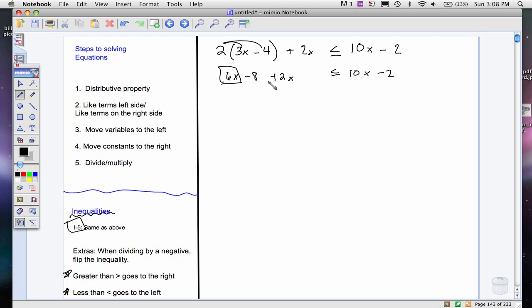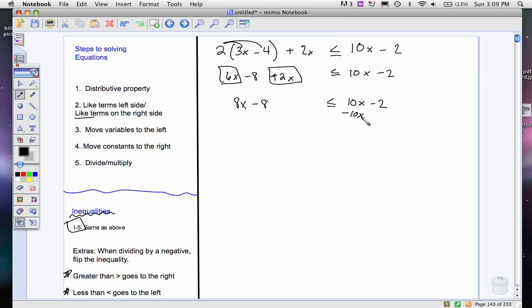Now, do I have like terms on the left side? As you can see, 6x and positive 2x are like terms, so they can be combined together. 6 plus 2 is 8x, and I bring down my minus 8. On the other side, do I have like terms on the right side? Well, no, I don't. 10x minus 2, they're not like terms. You cannot combine them, so I just bring them down.